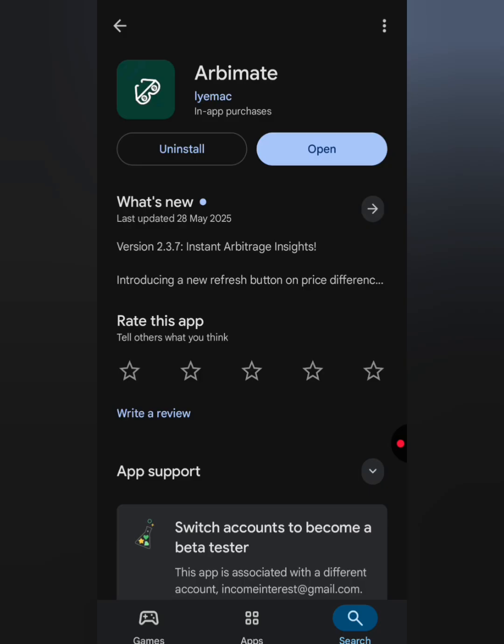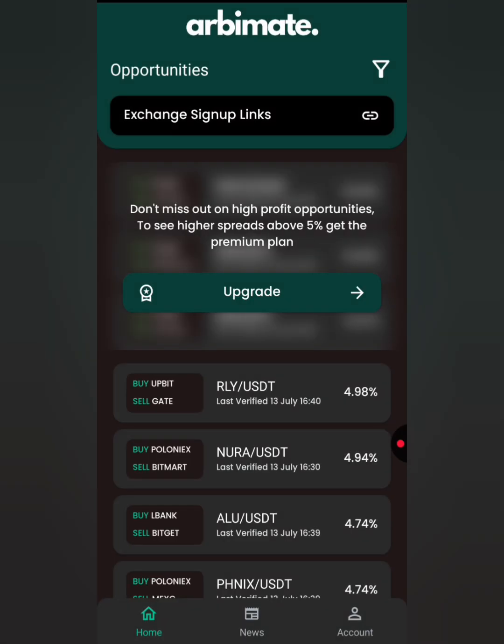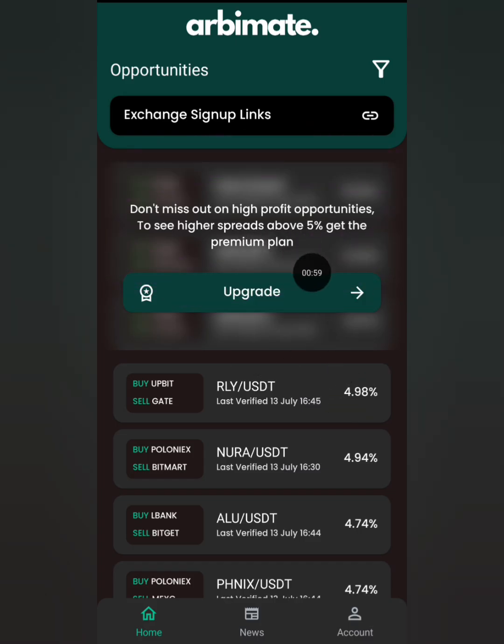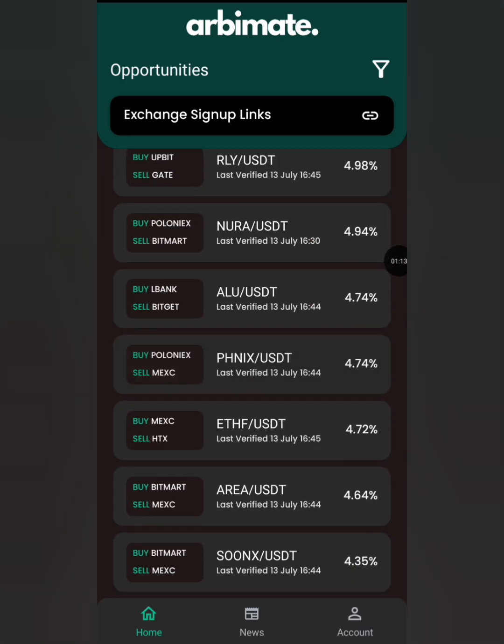Once you download and install it, you just open it. Once you open it, you'll be asked to create an account. So you create it and you get the free version right here, where you get arbitrage opportunities from 5% down below. This is very good because when it comes to cross exchange arbitrage, 5% is actually a very good profit margin. So let's look into the arbitrage opportunities right here.